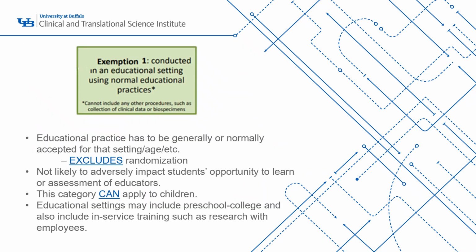The first exempt research category is exempt category 1, research conducted in an educational setting using normal educational practices. Normal educational practices can certainly mean different things to different people, and it is a gray area that the IRB has to consider whenever reviewing this type of research. The educational practice has to be generally or normally accepted for that setting or age, and it cannot include brand new interventions or educational practices that have not been researched before.